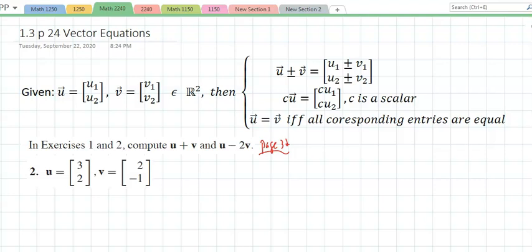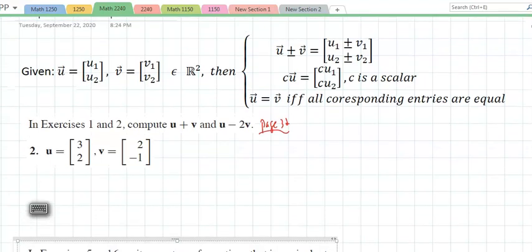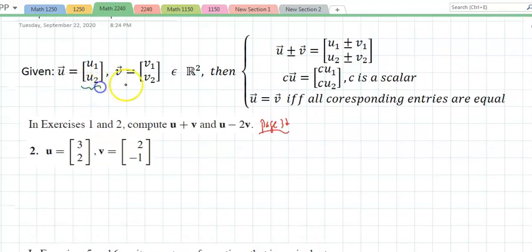Section 1.3 is on page 24. It talks about vector equations. And we're going to start with, given two vectors, if you want to add those, you simply add the components. And if you want to subtract them, you subtract the components in order.